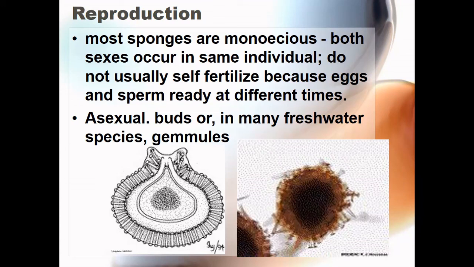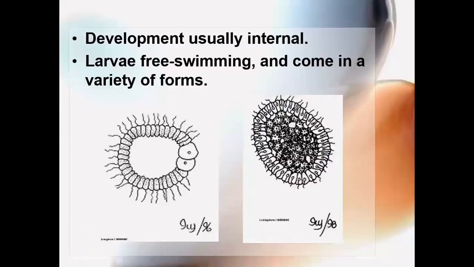So they will produce gemmules. So ganito ang gemmule. Microscopic lang ang gemmule. The gemmule was surrounded by spicules. Ito. Para lang siyang seed, but microscopic. Okay. So once, when the environment is already favorable, they will hatch into different larvae. So these are the two forms of larvae.